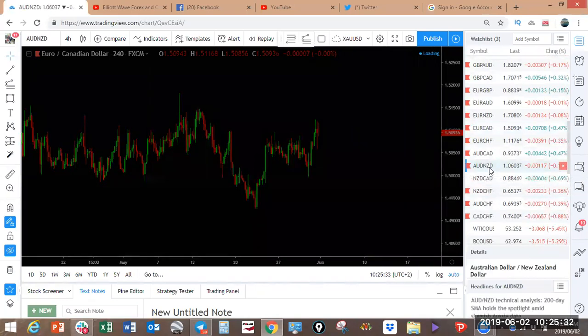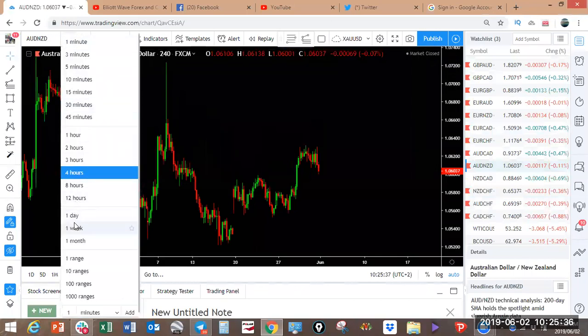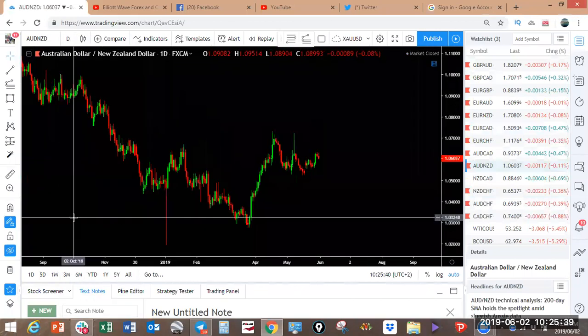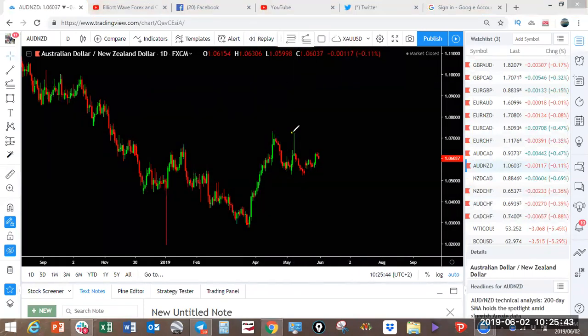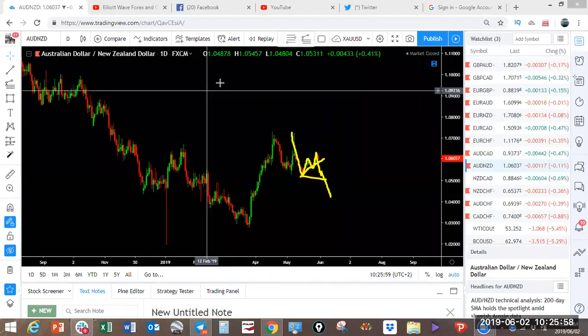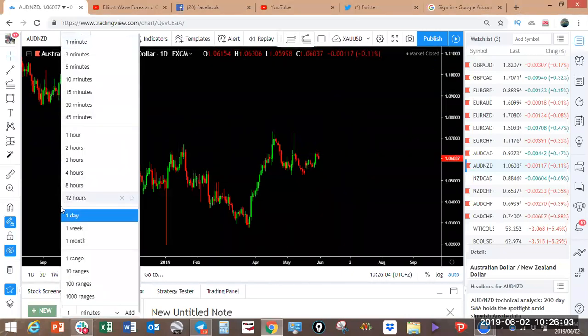AUD New Zealand. There's also a very nice setup on AUD New Zealand. If you look on the higher degree first, we've got an impulsive move here. You've got a three-wave correction. Now, you've got this nice trade that's looking to come down to this level. It's about 100 pips. Could come all the way. So that is a very nice trade setup there on AUD New Zealand for downside. Okay, let's have a look here on the 4 hour.